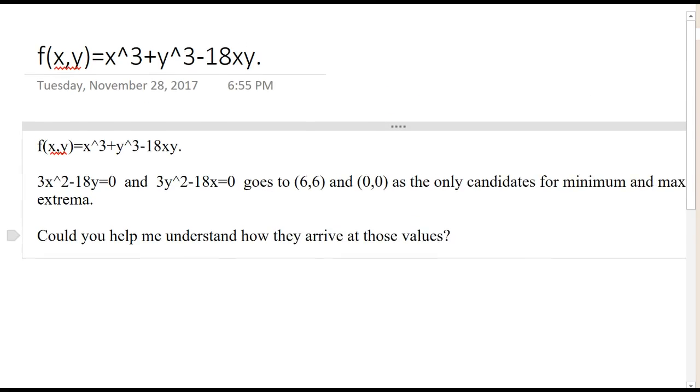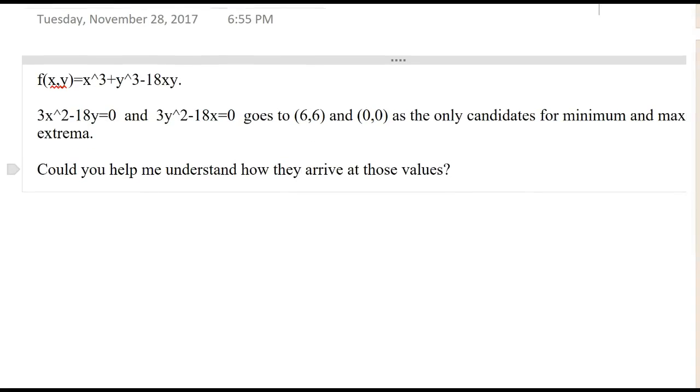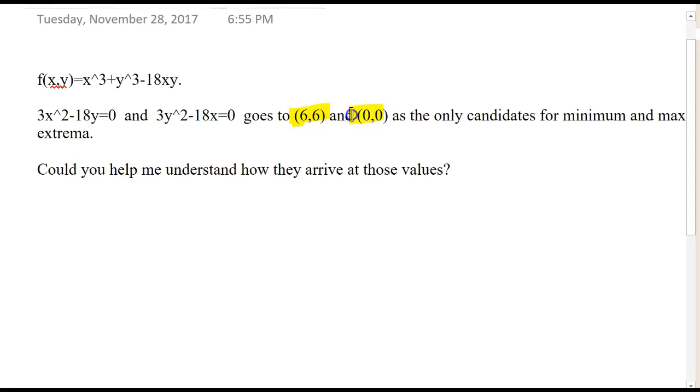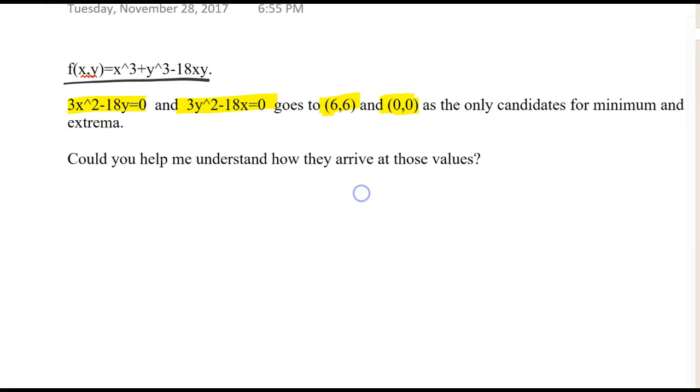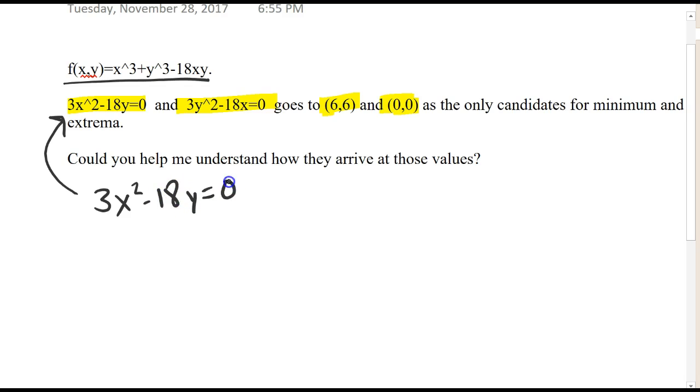So I want to go over how to get the critical points from the partial derivatives. You take the partial derivative of the function in terms of x and the partial derivative of the function in terms of y. The typical approach is to solve for one variable in one function and plug it into the other function. So here we have 3x squared minus 18y equals 0.